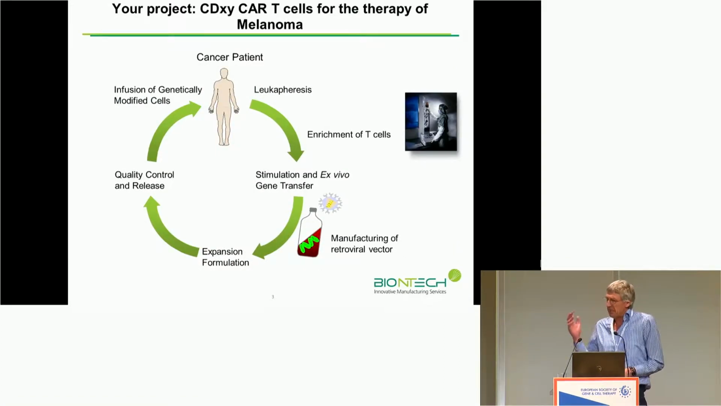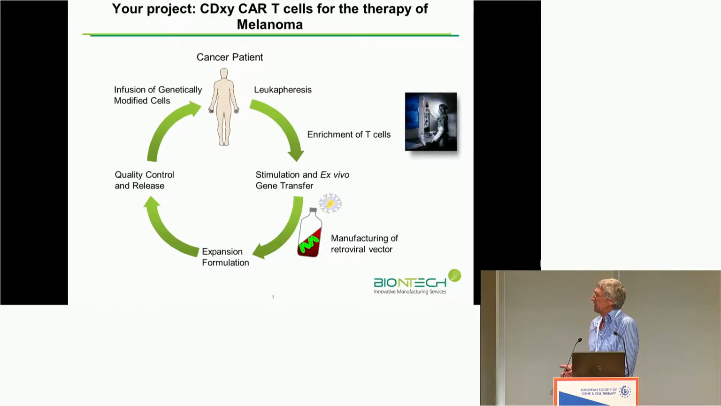This is about a project that you want to bring into clinical trials, say CDXY CAR T cells for the therapy of melanoma. The scheme is known to everybody in the room. You have a patient, you take cells from the patient, you enrich for T cells, or you don't. Then you stimulate them and do gene transfer with a gamma retroviral vector, a lentiviral vector or a transposon, and bring in the CAR of your choice.